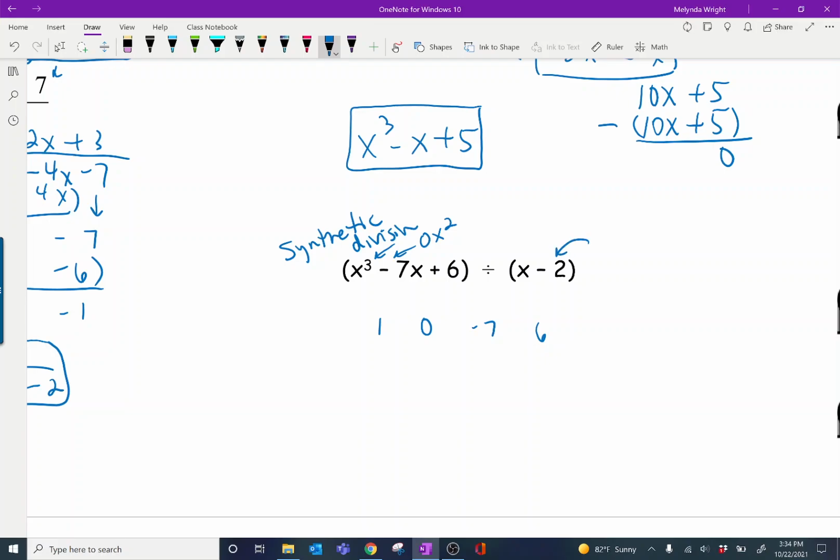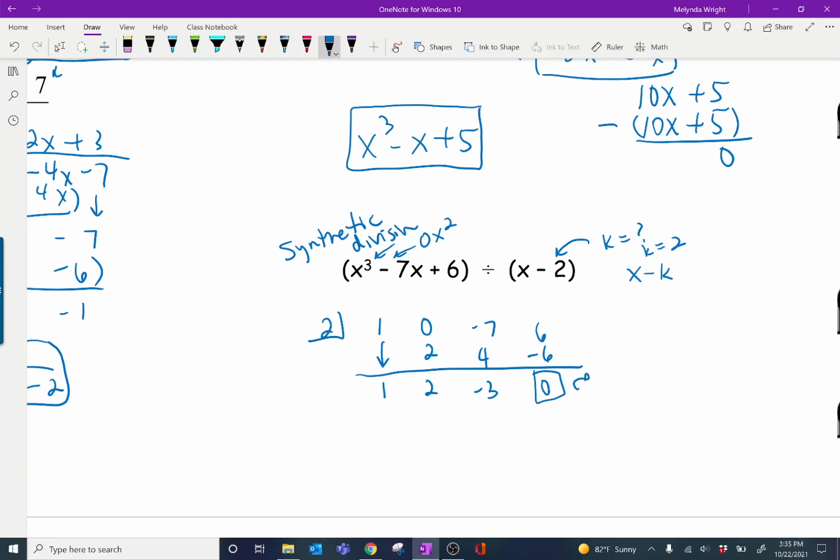And for the divisor, we have to say, what is k? Our form has to be x minus k. So we can see that in this particular case, k is 2. Okay, so I put that in the box. Then I draw a line down here, and we bring down the first number. It's a series of multiply, add, multiply, add. So 2 times 1 is 2. Add down, I get 2. 2 times 2 is 4. Add down, I get negative 3. 2 times negative 3 is negative 6. I add down, I get 0.